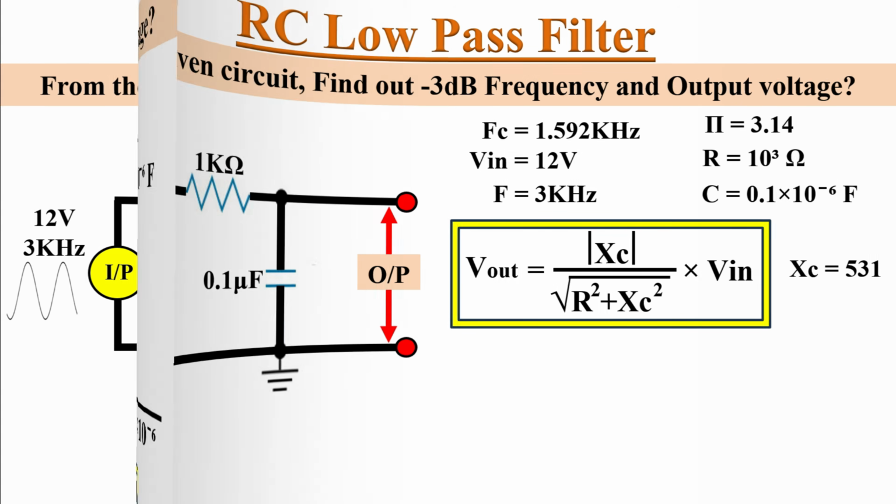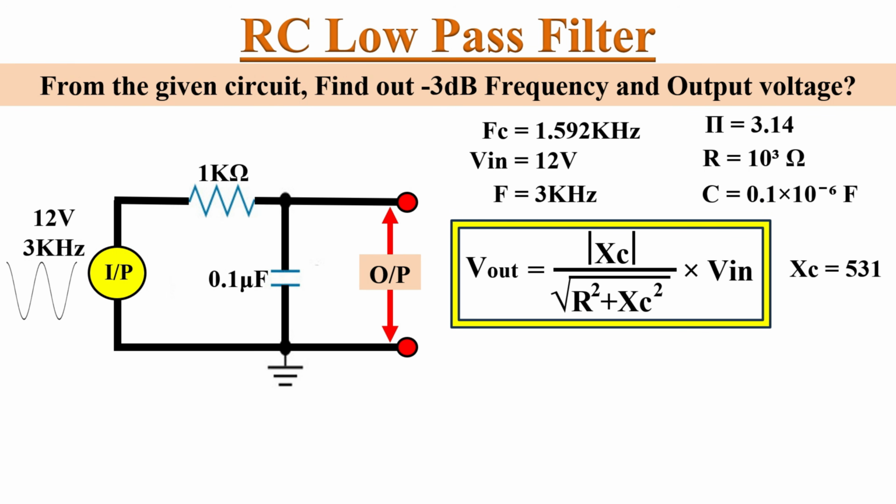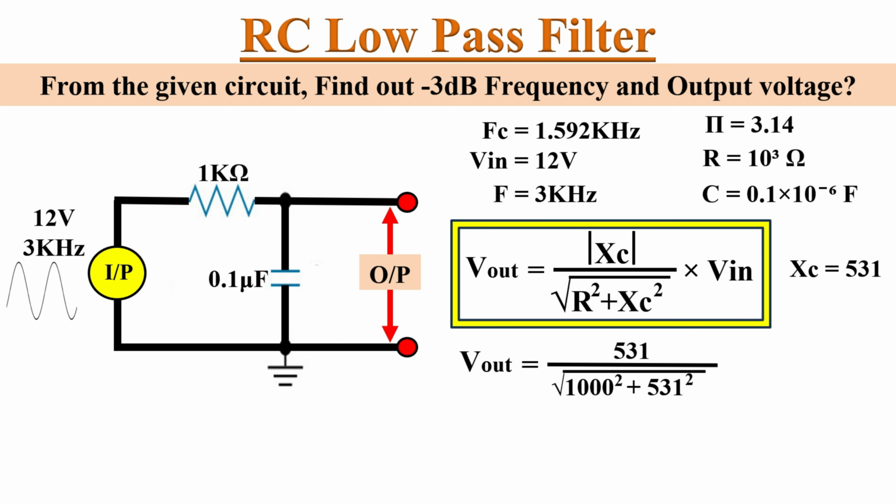Now we will insert the Xc value in the Vout equation. So Vout equals 531 divided by the whole root of 1000 square plus 531 square, into 12. That gives Vout as 5.63 volts. So we get a 5.63 volts sine wave as output.